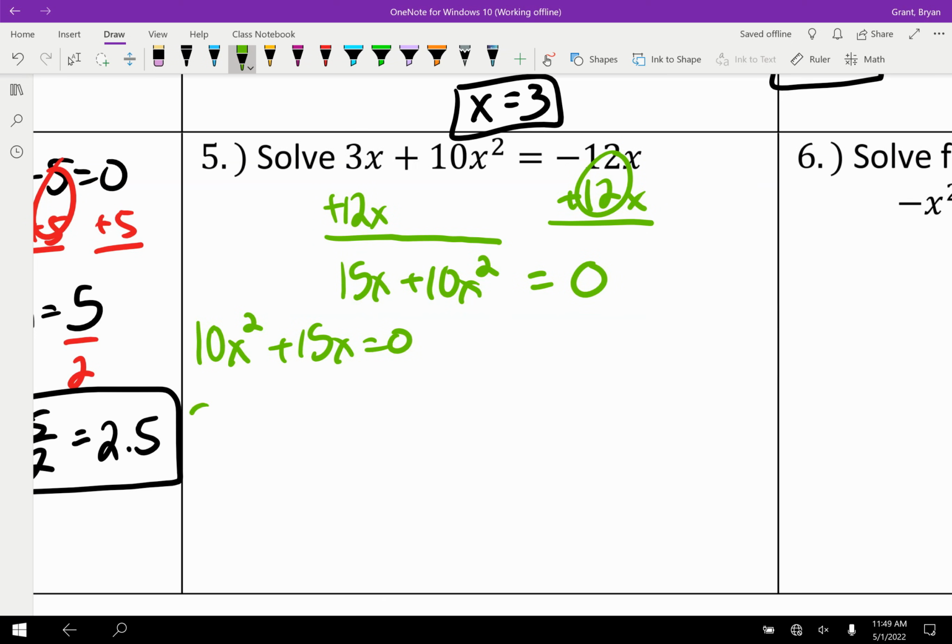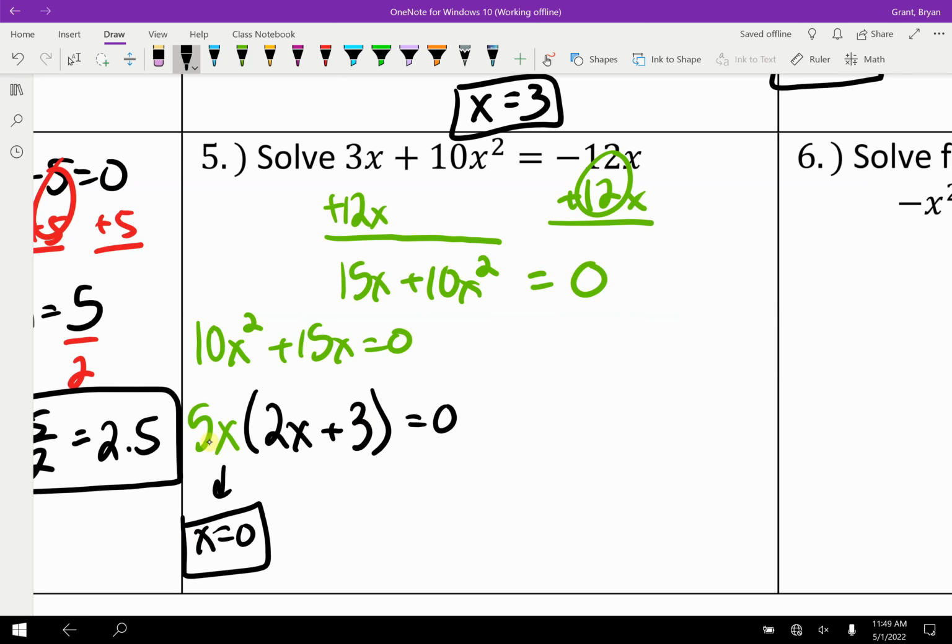Okay, factoring time. 5x is certainly common to both of those. 2x plus 3. 5 times 3 is 15. Yeah, that looks good. We get x equals 0. Remember, you can take the 5 with you, but you're just going to divide it off at the end. And 2x plus 3 equals 0.